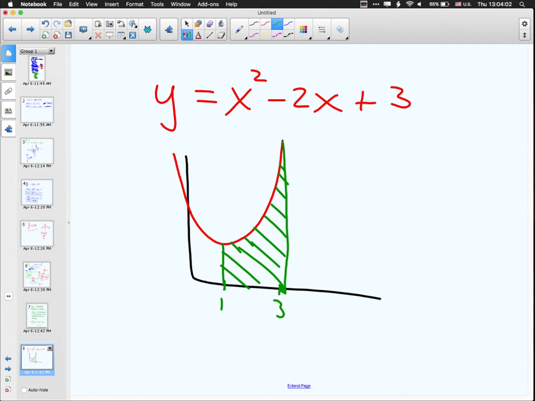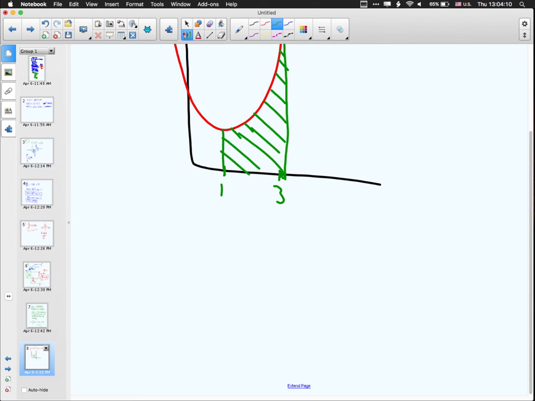Okay, how do we set this up using the integral symbol? First of all, we've got the 1 and the 3. Now what goes inside? The function. Make sure that you've got parentheses in there. And dx. You need the dx every step until you actually take the integral.